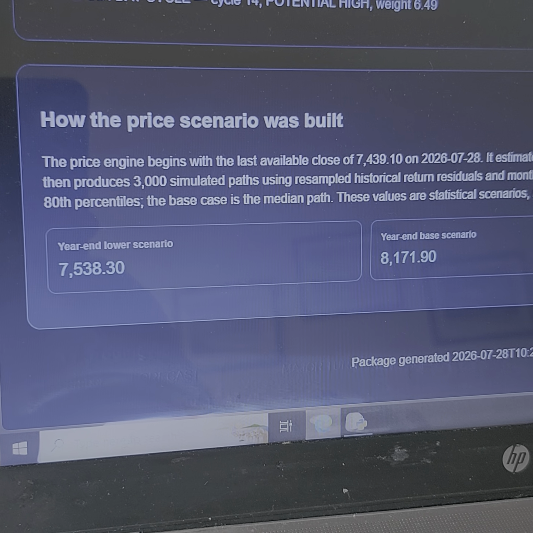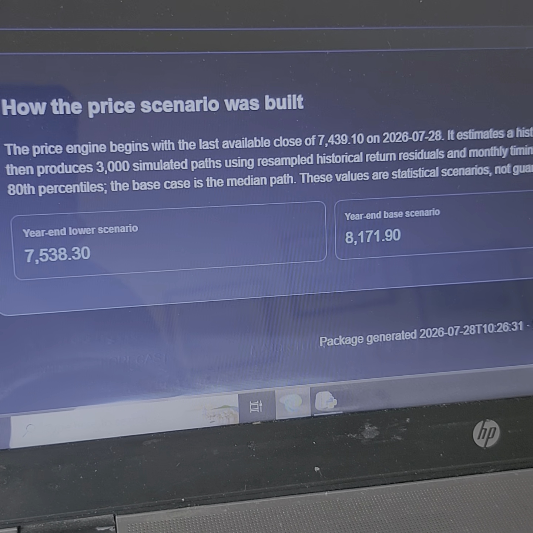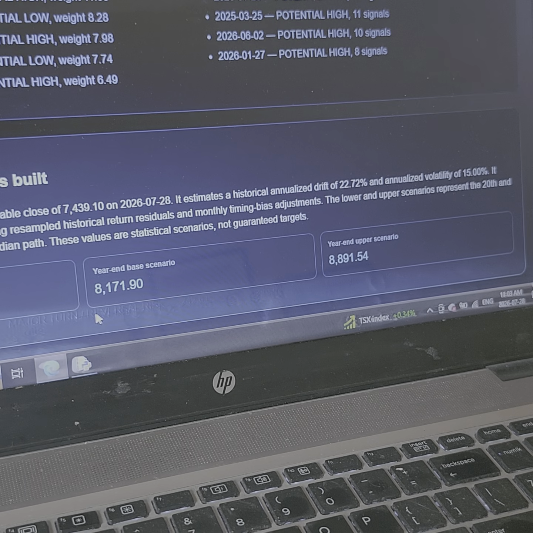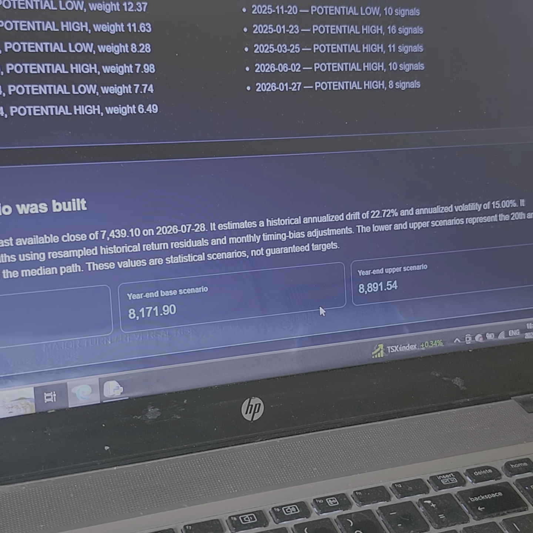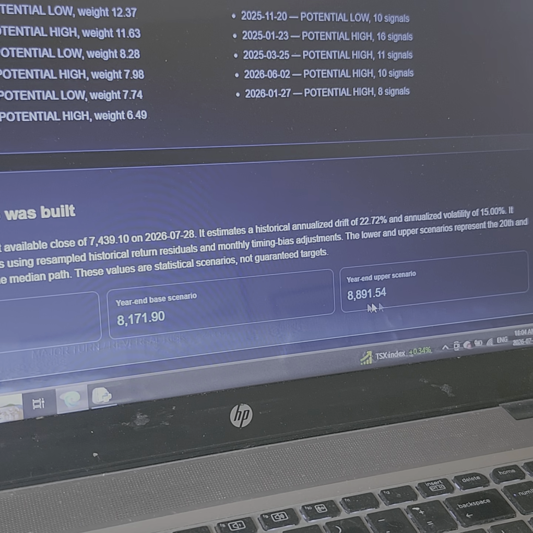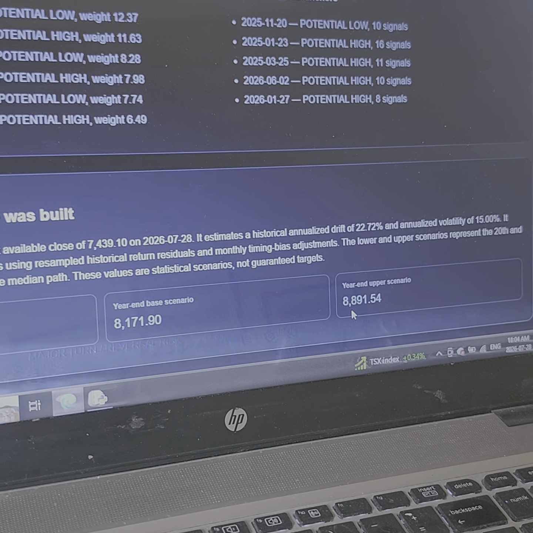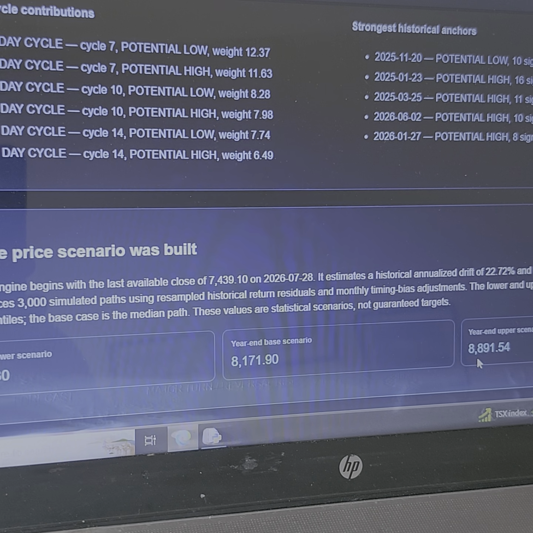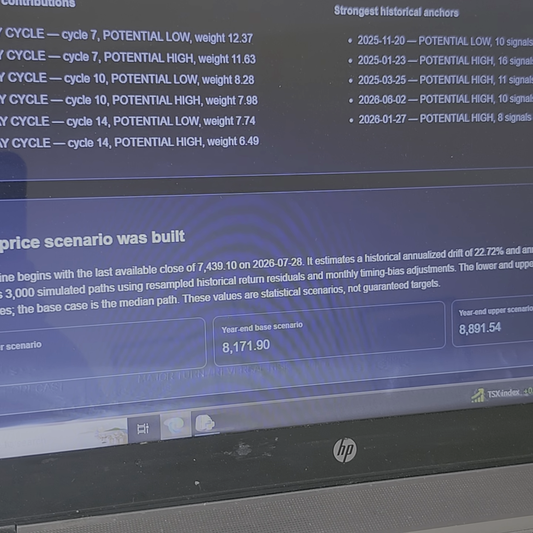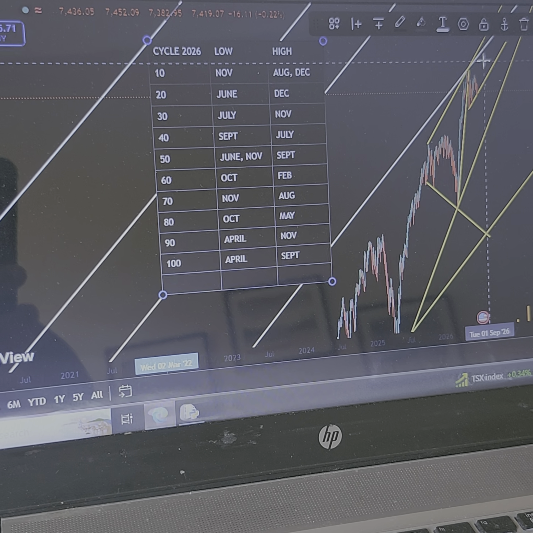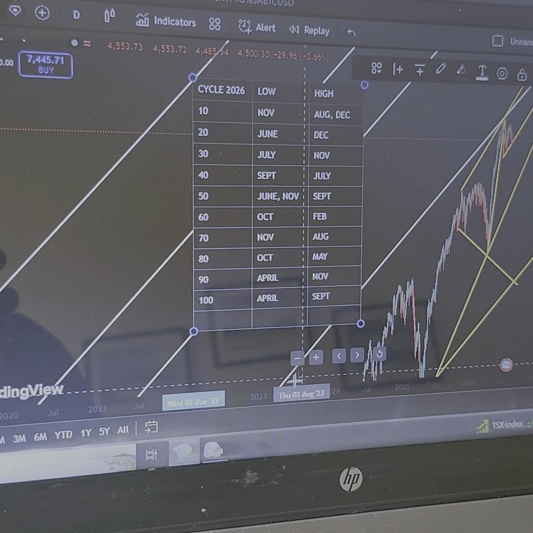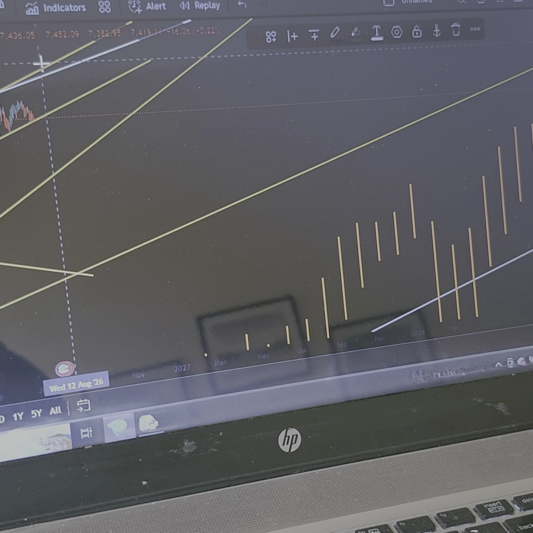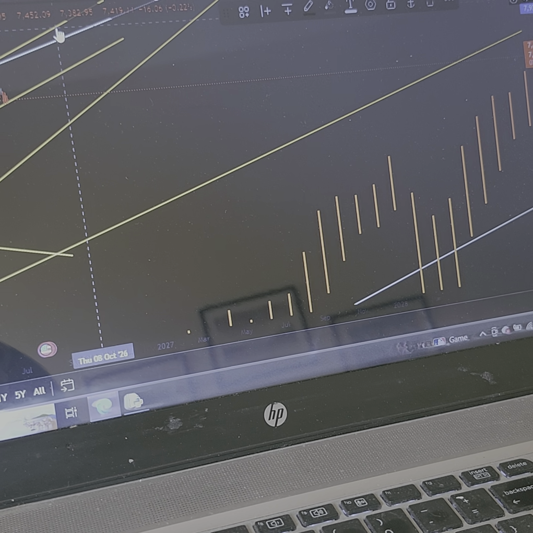So this is the price scenario, how it was built. And it just states here that the year-end scenario is 7,500, the middle of the year 8,100, and a topping pattern possibly to get as high as 8,900. So we'll see. I'm thinking maybe around, well, from our chart here, it looks like we could get into the end of the year here.